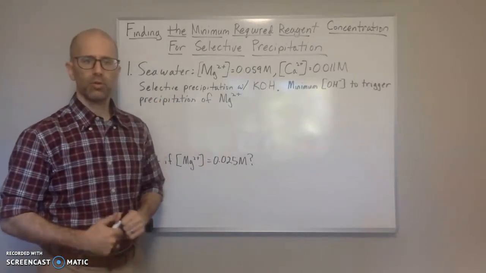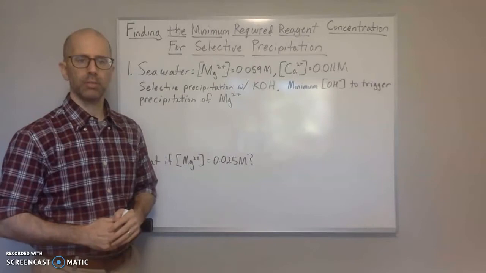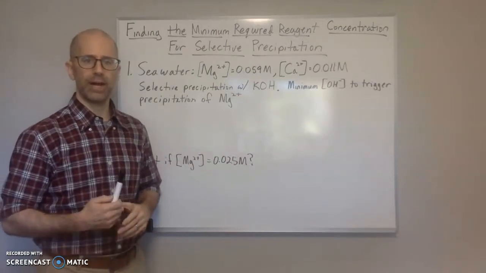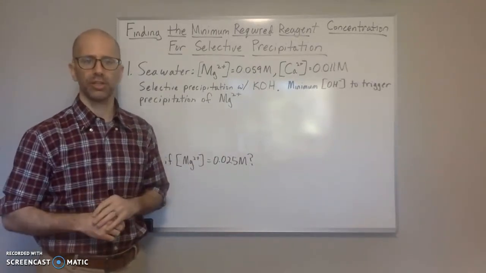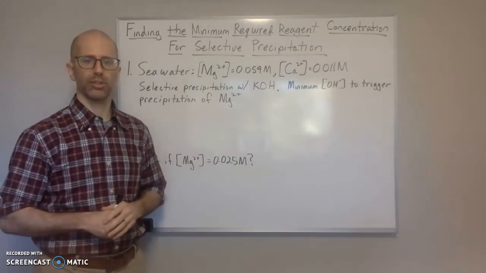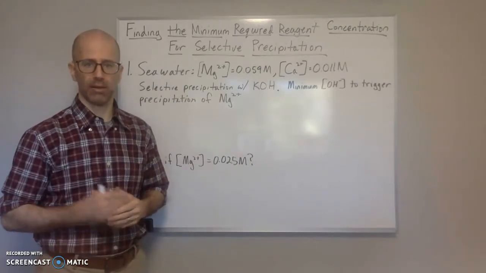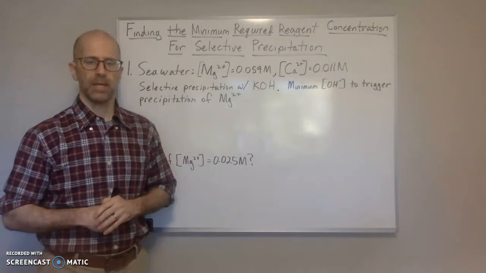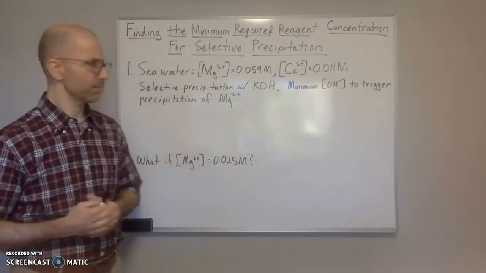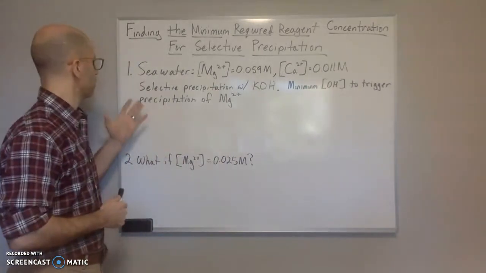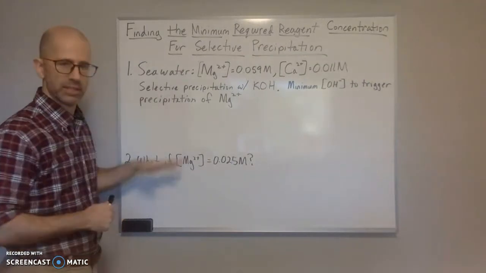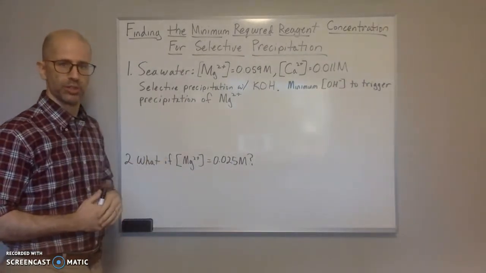My name is Mr. Koval, and in this video I'm going to talk about how to find the minimum concentration that is required to selectively precipitate out particular ions. So I'm going to go over a couple of examples. The first example is basically one example with two situations.